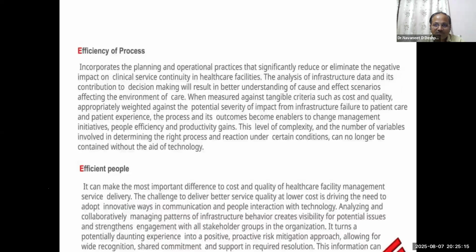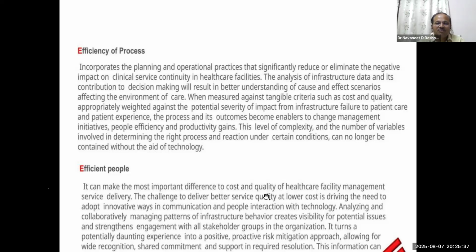So efficiency of the process, as we have discussed, cost and quality will determine it. The number of years of experience will determine the efficiency. The more experienced the person, the better suggestions he can give. The level of complexity has to be handled. That is efficiency of the process.